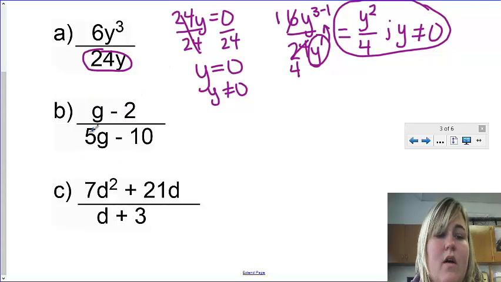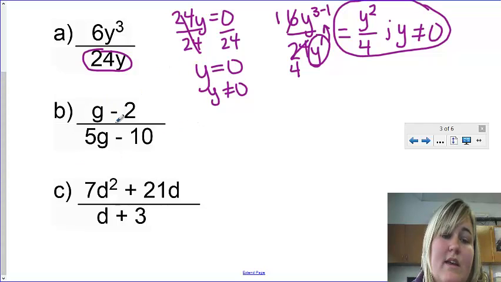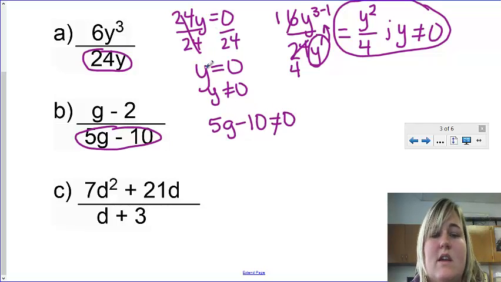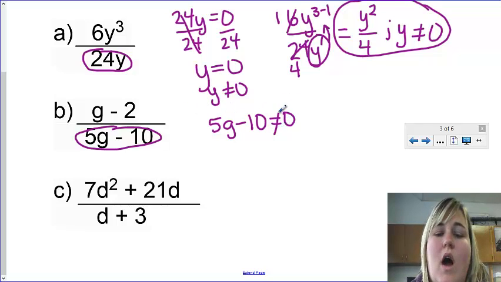Alright. For B, we're going to start the same way. We're going to look at that denominator and find any excluded values. So I'm going to say that 5g minus 10 cannot be equal to 0. I'm just going to start skipping this step because I'm kind of lazy and I like to skip steps. So 5g minus 10 cannot equal 0 because that's where my excluded value is going to be. To get g by itself, I'm going to start by adding 10 to both sides.